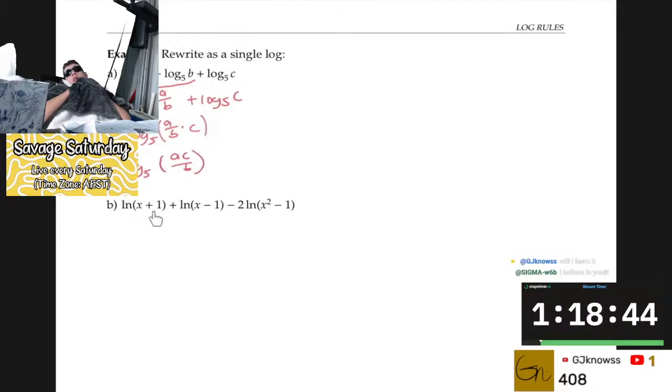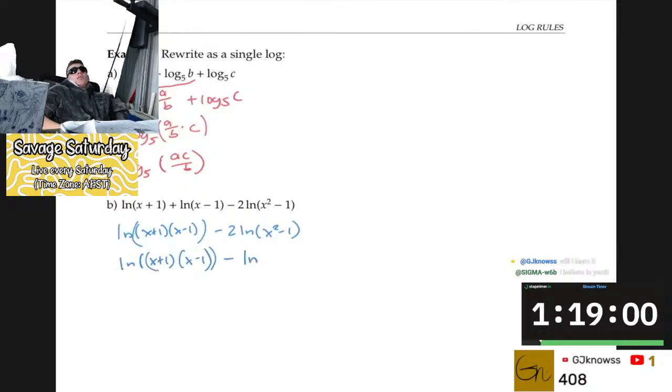In my second example, I can rewrite the sum of my logs as the log of a product. Now I would like to rewrite this difference of logs as the log of a quotient, but I can't do it yet because of that factor of 2 multiplied in front. But I can use the power rule backwards to put that 2 back up in the exponent. So I'll do that first. So I will copy down the ln of x plus 1 times x minus 1 and rewrite the second term as ln of x squared minus 1 squared.